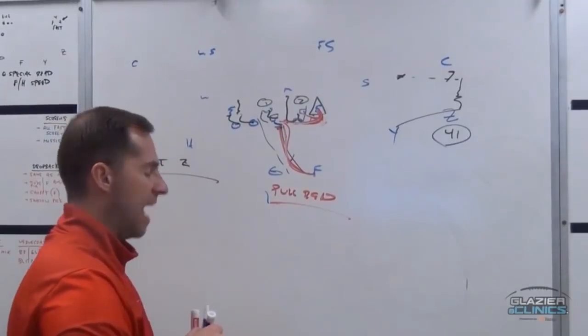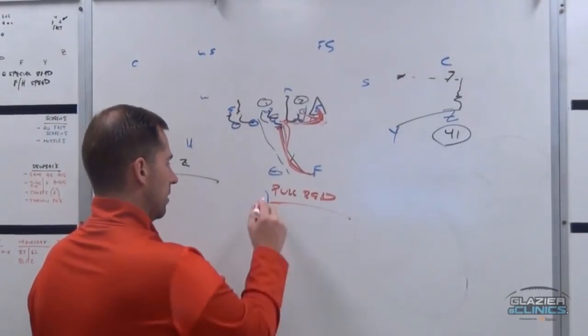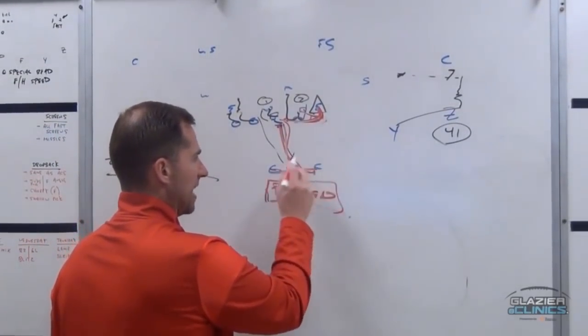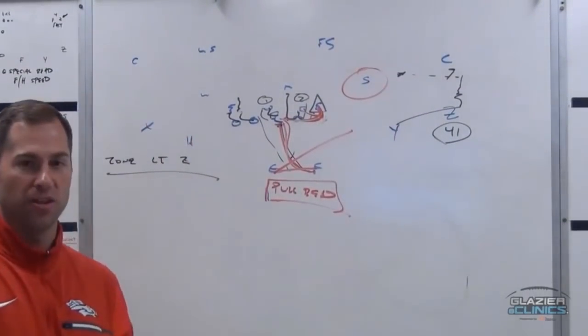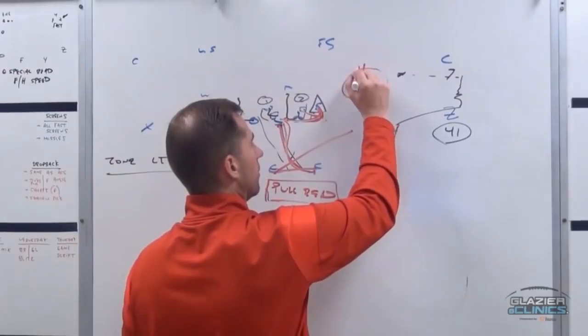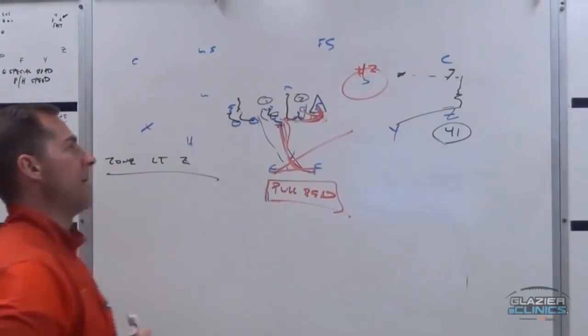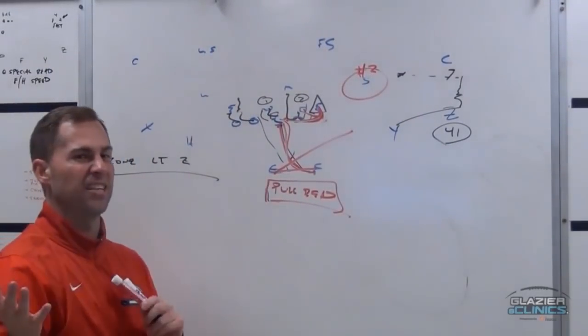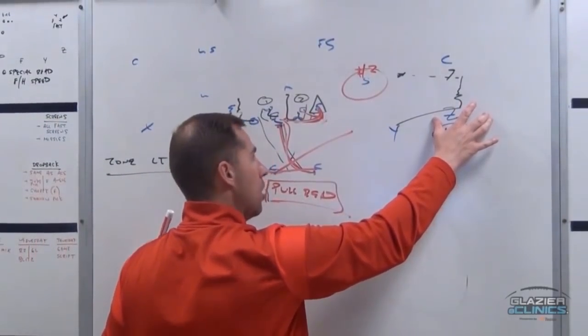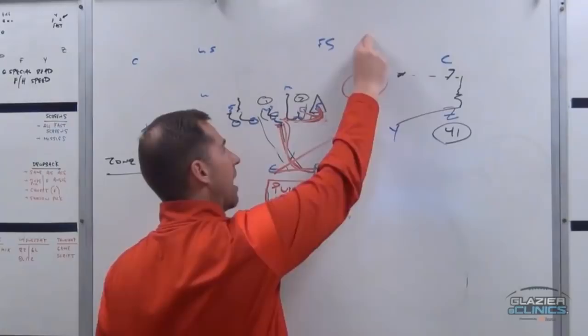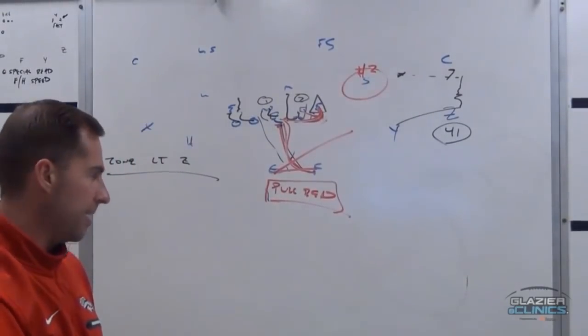Now, his second read, he's going to keep it, and he's taking the ball flat down the line, and now his eyes go to the number two defender, the Sam or Will linebacker. And then he's going to make a decision whether to throw the fast screen on the run or keep it and stick it in the alley based on what they're going to see.